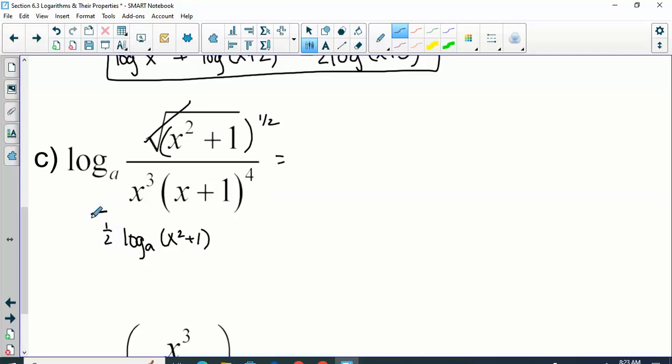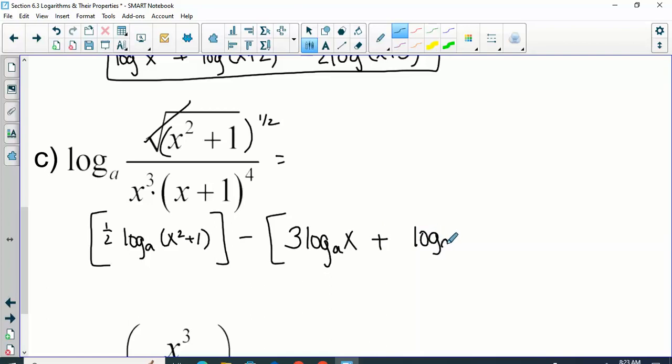Okay, so I'm going to write this for a second just to explain something. So you essentially do the top minus the bottom. You don't have to have that in your final answer. On the bottom, these things are multiplied, and I've told you that multiplying, you break apart and you add those logs. So it's log base a of x to the 3rd, so the 3 comes down, plus log base a of x plus 1 to the 4th, so the 4 comes down.